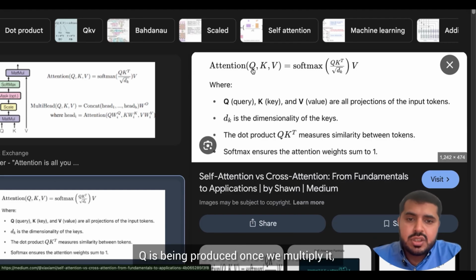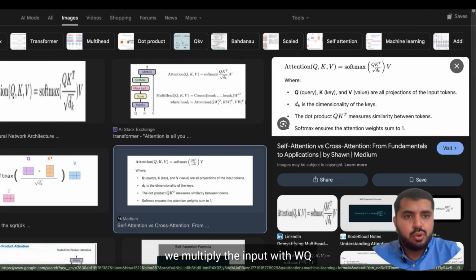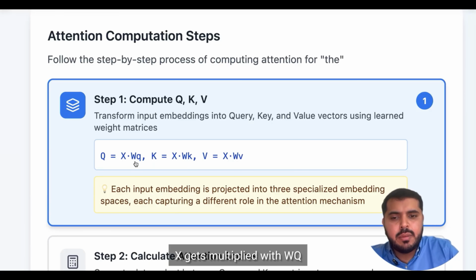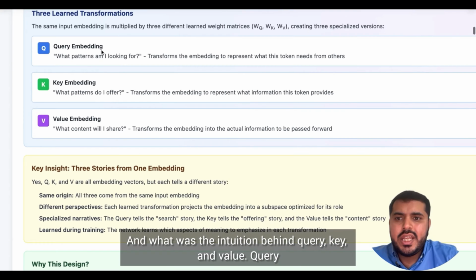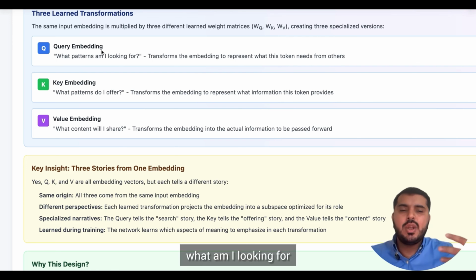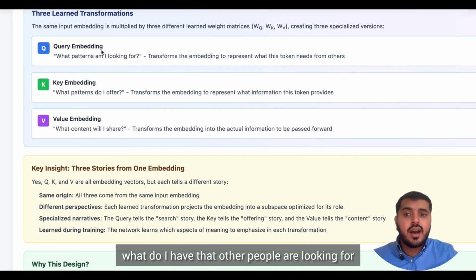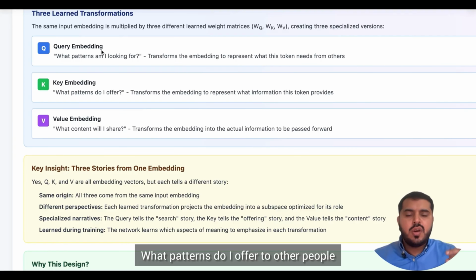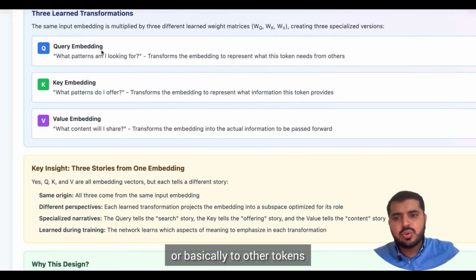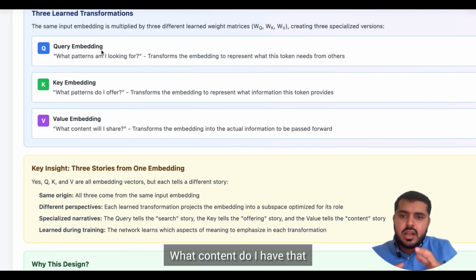Query, key and value are matrices. Q is produced when we multiply the input X with WQ, and X gets multiplied with WK and with WV. Then we produce query, key and value. The abstract idea behind query is: what am I looking for? The idea of key says: what do I have that other people are looking for? What patterns do I offer to other tokens? Value: what content do I have?